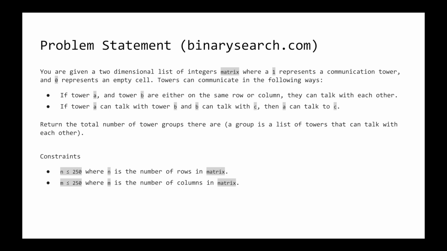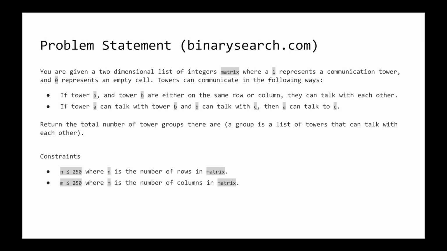Also, we have some conditions there. Towers can communicate with each other, A and B tower, if they are on the same row or on the same column. Also, if tower A can talk to tower B and B can talk to C, then A and C also can talk to each other through B.